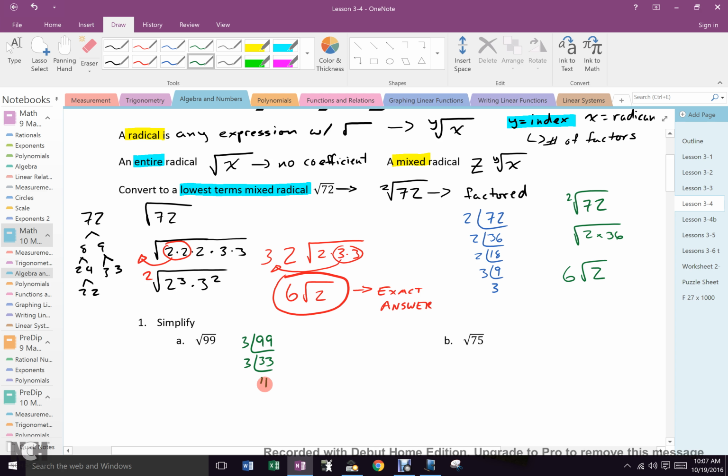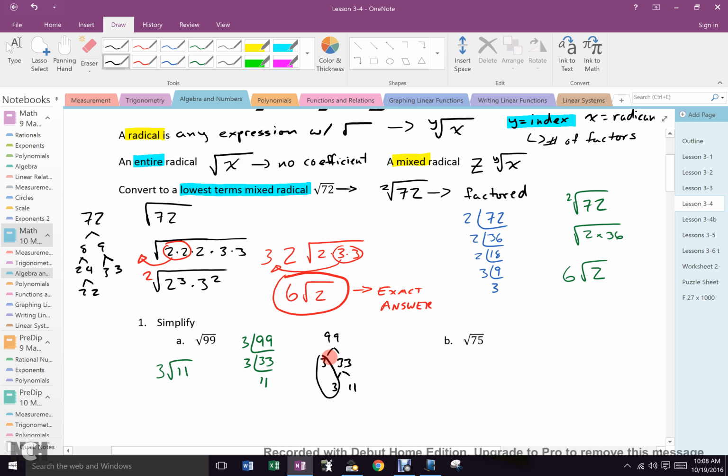I look at that and I see a group of 2. 3 root 11. Everybody good? Some of you will have done a factor tree. 99, 3, 33, 3, 11. There's your group of 2.